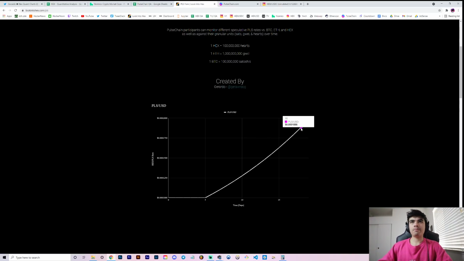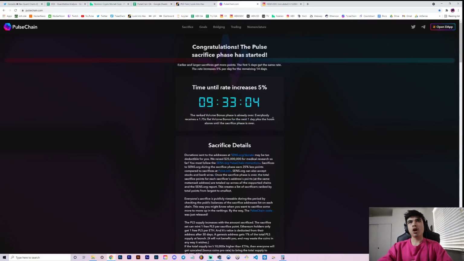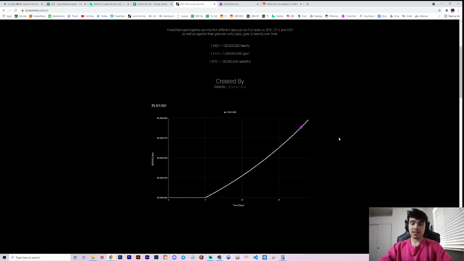And it gives you this number right here of 0.0001886, right? And this is simply due to the fact that rate has been increasing by 5% every single day, and we only have approximately 9 hours until the day ticks over, and then it becomes slightly more expensive, another 5% to finish off the sacrifice phase. So we're close, right? This is the final stretch.